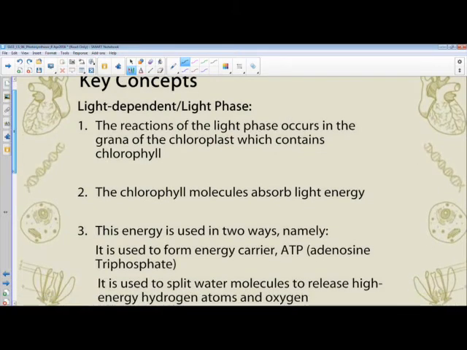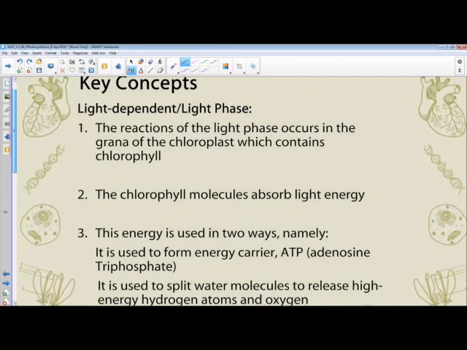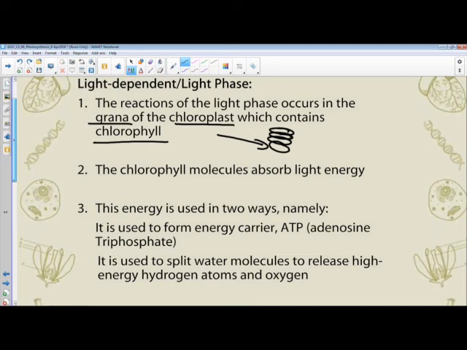So guys, let's look at the light dependent or the light phase. This reaction of the light phase occurs in the grana of the chloroplast, which contains chlorophyll. So firstly, we've got to remember that it is occurring in the grana. So we looked at those stacked coins called the grana. This is essentially where the light phase or the light dependent phase occurs. In these grana you have chlorophyll molecules, and these molecules absorb the light. When they absorb the light, what happens next?